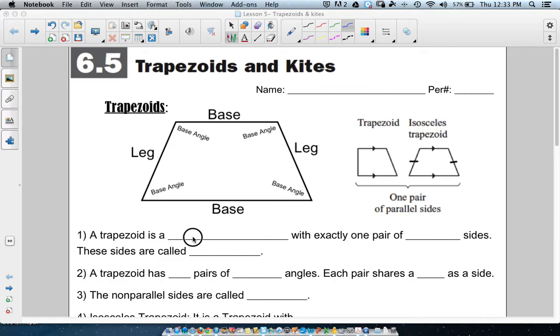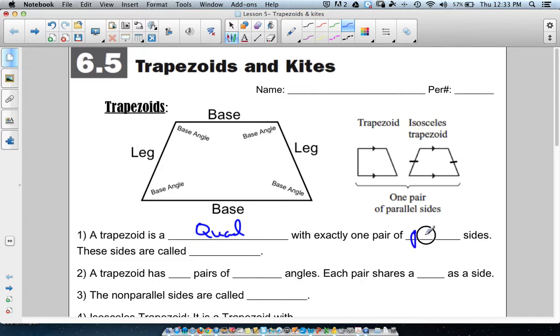So we can have a quadrilateral with exactly one pair of parallel sides. Now these sides are called base sides. So as you can see here and up here, those are the base sides. They are parallel. Now, a trapezoid also has two pairs of base angles.